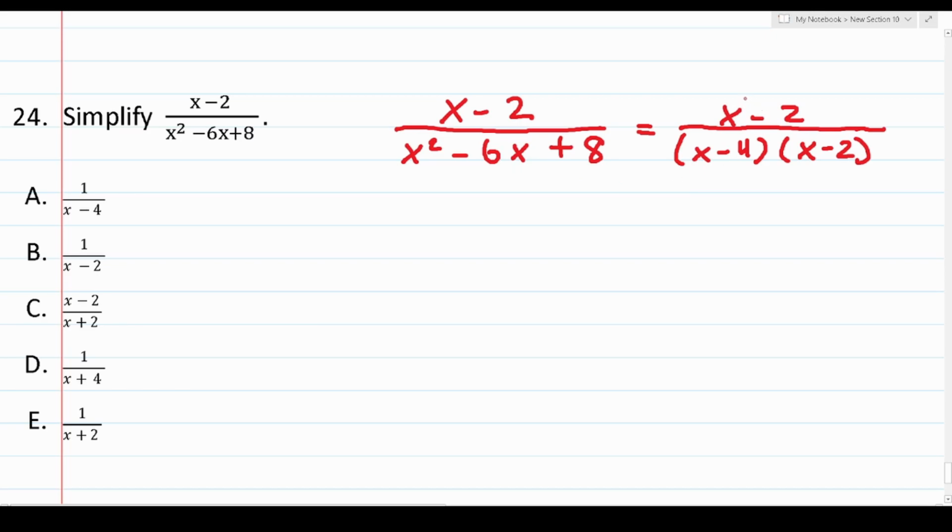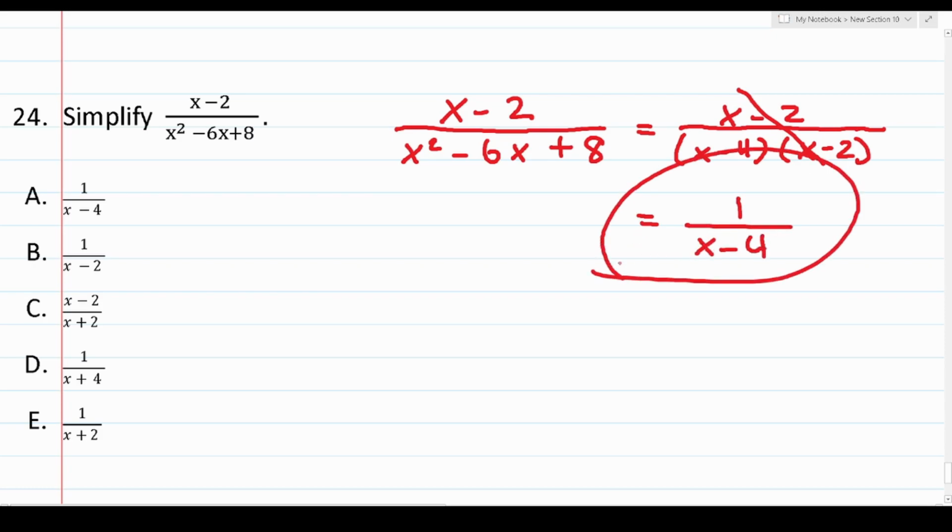Now we can simply cross out these x minus 2 terms, which will leave us with 1 over x minus 4. And we can't reduce this algebraic fraction any further. So the answer to this one is 1 over x minus 4. Okay, so that's that one.